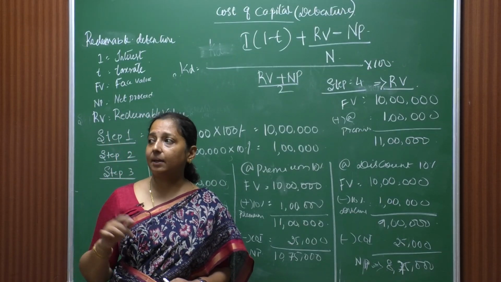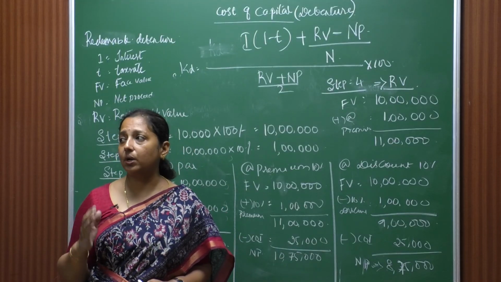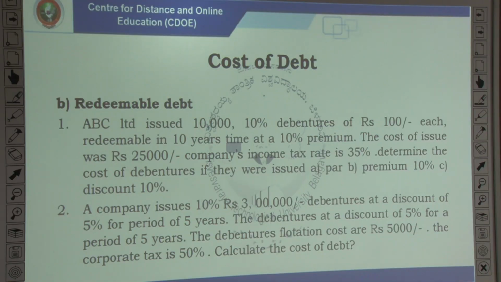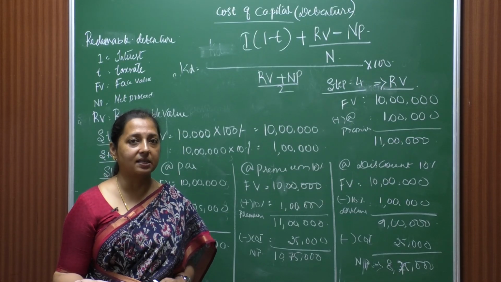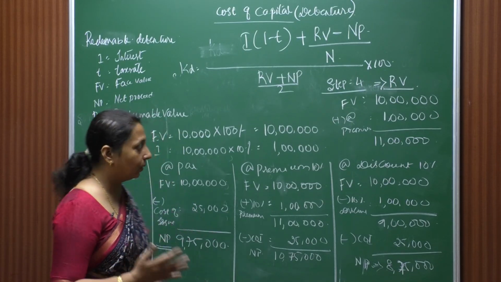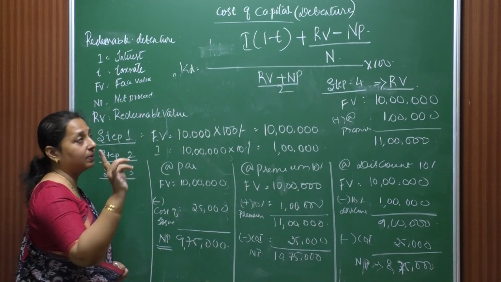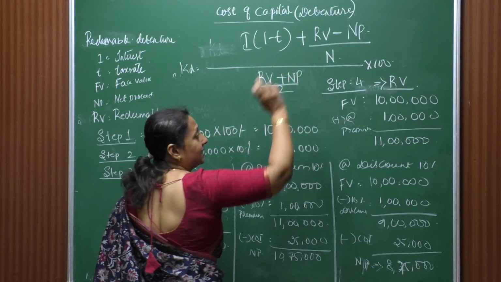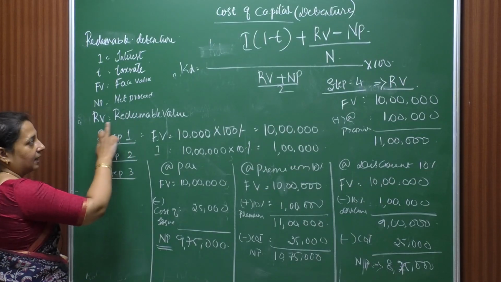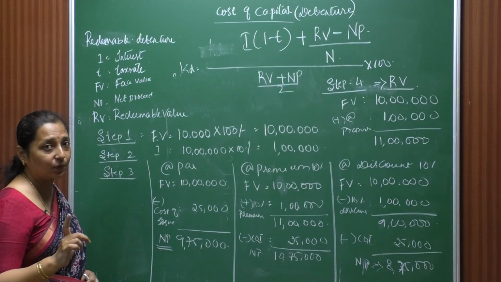And the company income tax rate is 35%. Determine the cost of debenture if they were issued at par, premium 10% and discount at 10%. Here the issue price will be considered as the net proceeds and the redeemable price will be considered as the redeemable value. You can look here, you can see the formula. The cost of debt under redeemable debt is equal to (1 minus tax rate) times I plus RV minus NP, where RV stands for redeemable value and NP stands for net proceeds.